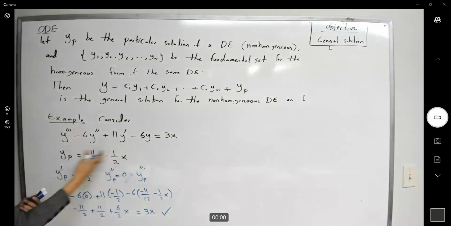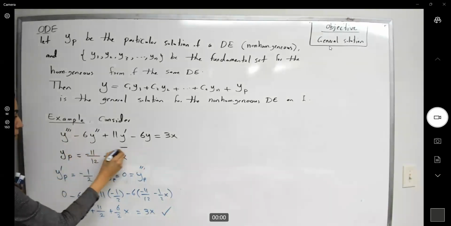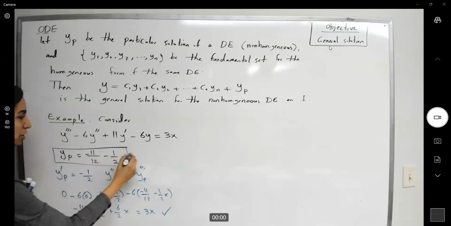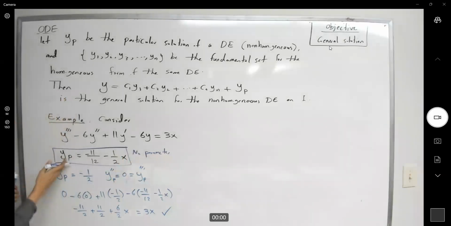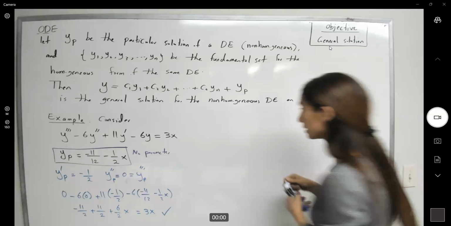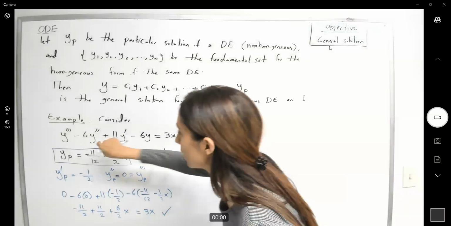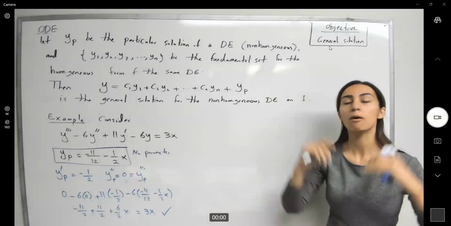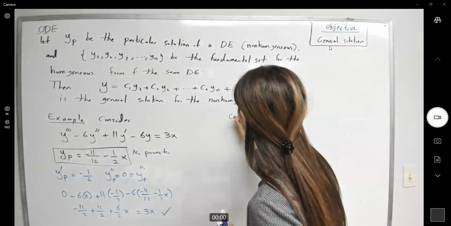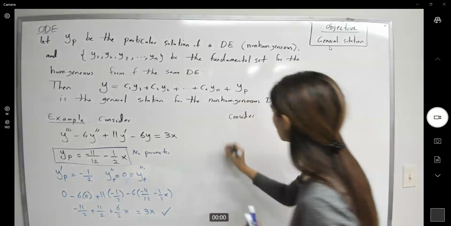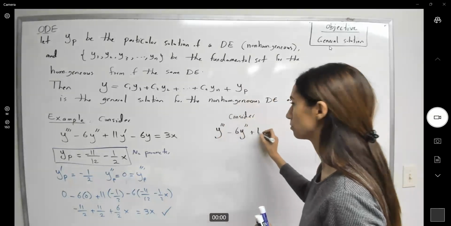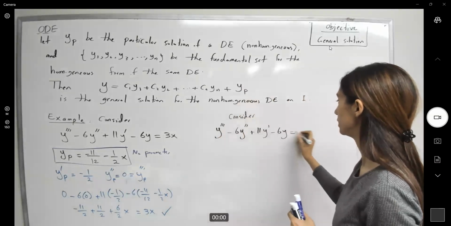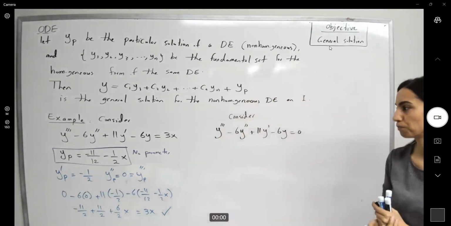Remember that since it doesn't have any c, it is a particular solution. It doesn't have any parameter. So that's why we call it a particular solution. At the same time, consider the exact same differential equation in homogeneous form: the third derivative of y minus 6 second derivative plus 11y prime minus 6y equal to 0.